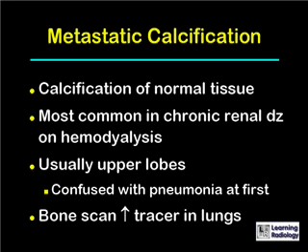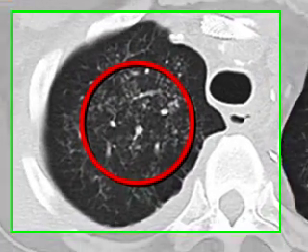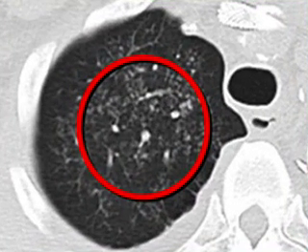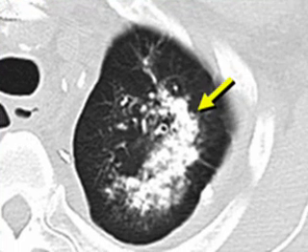And if a bone scanning agent is used, there will be increased radioactive tracer uptake in the lungs. This is an example of metastatic calcification in the lung secondary to chronic renal disease. In the right upper lobe, inside the red circle, there are multiple small punctate calcifications. In the left upper lobe, the yellow arrow is pointing to a more confluent area of calcification.